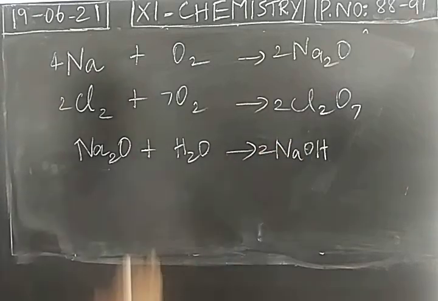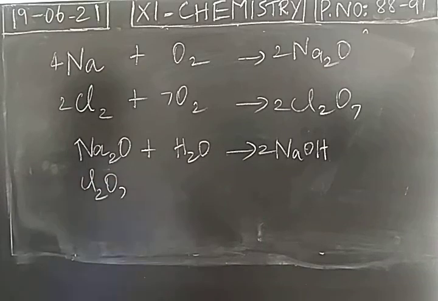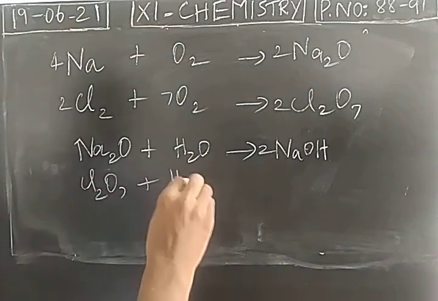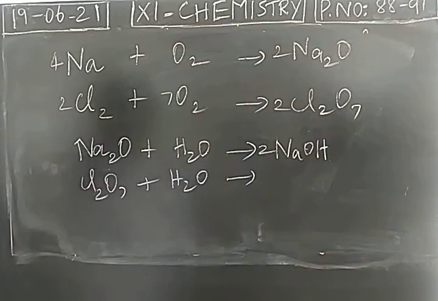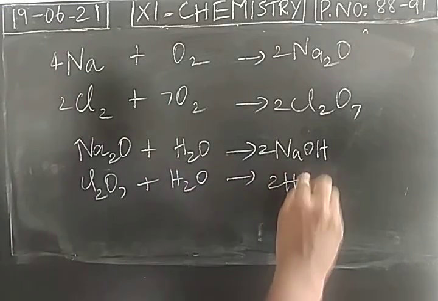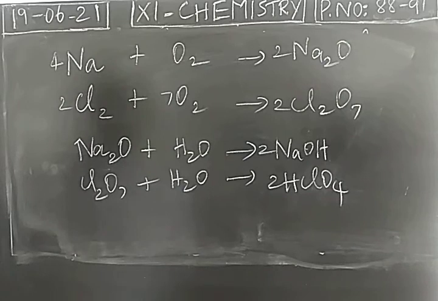So the metallic oxide is basic in nature, so that it forms a basic hydroxide. Take chlorine heptoxide. It is usually an acidic oxide. When it is added with water, it forms an acid, perchloric acid, HClO4.